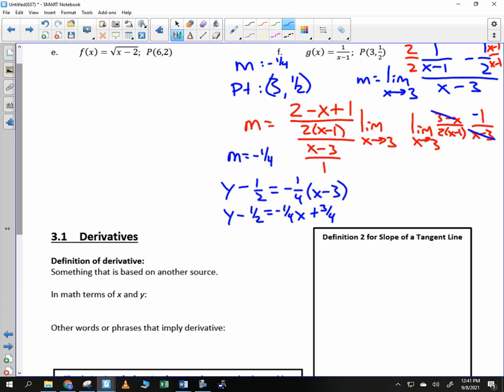Okay, and now I add the 1/2 to the other side. What's 3/4 plus 1/2? 5/4.